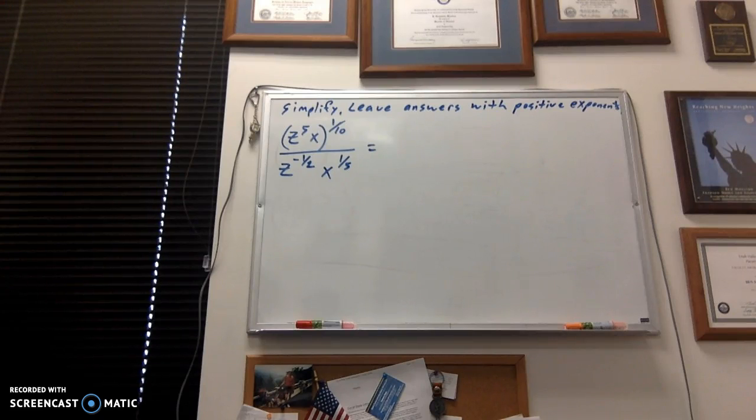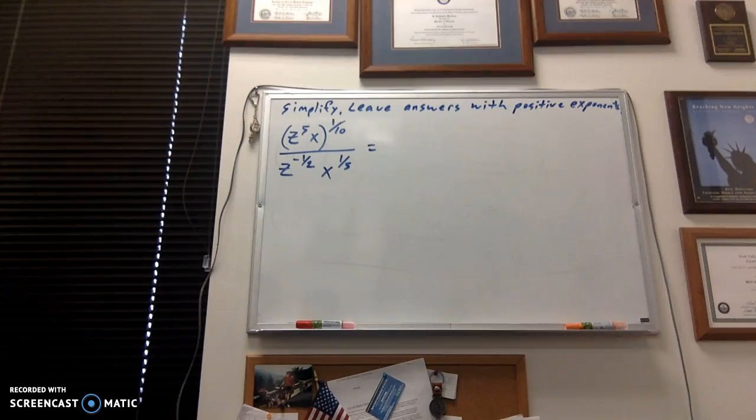So we're going to simplify, and we're going to leave answers with positive exponents. Z to the fifth x, all that raised to the 1/10 power. And in the denominator, z to the negative 1/2, x to the 1/5. So there are several ways to approach these kinds of problems.